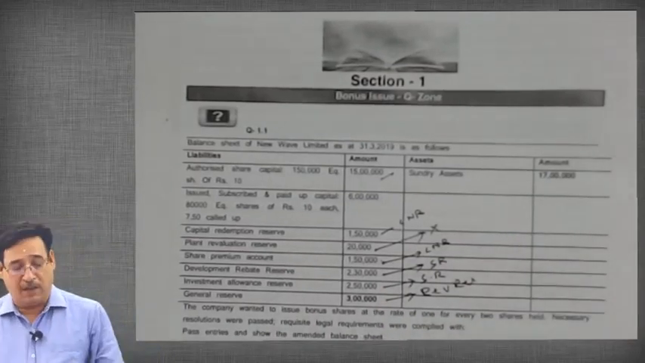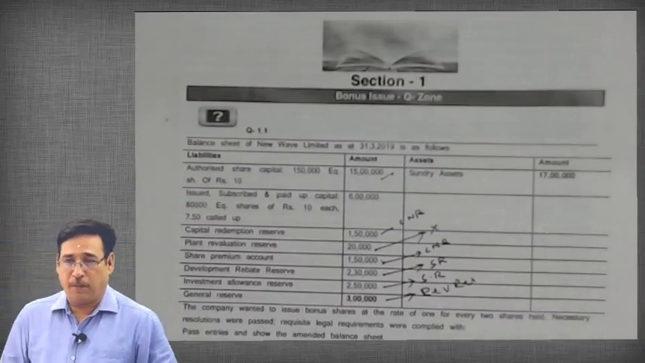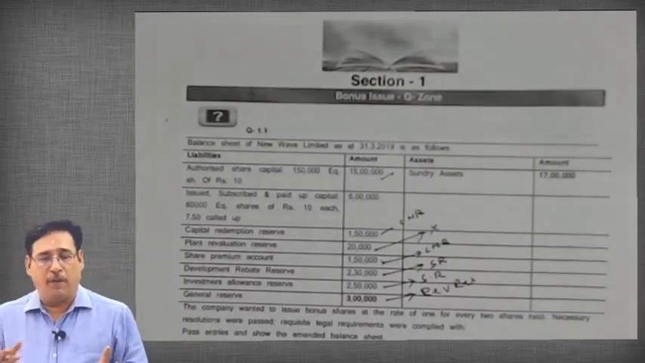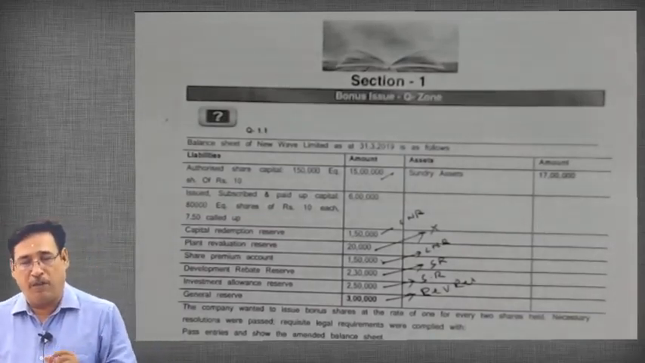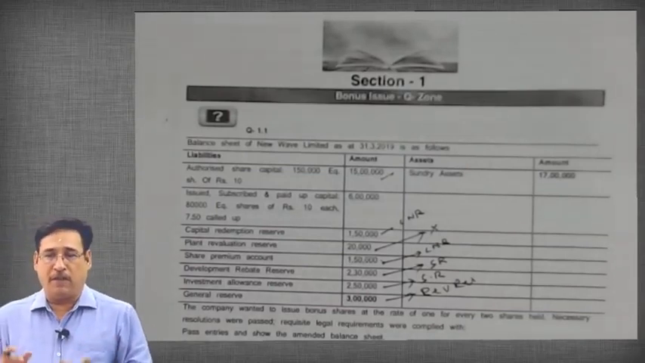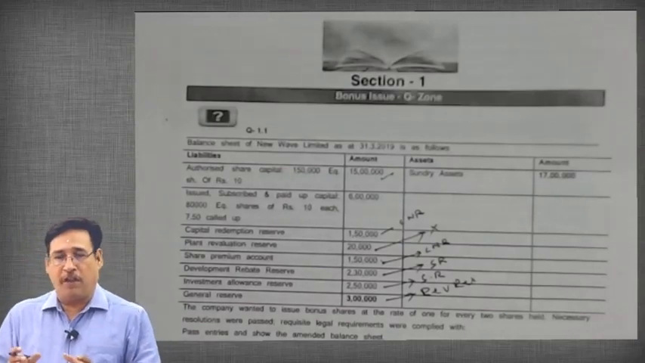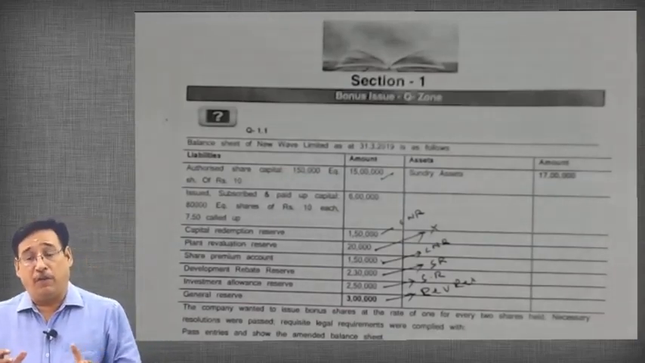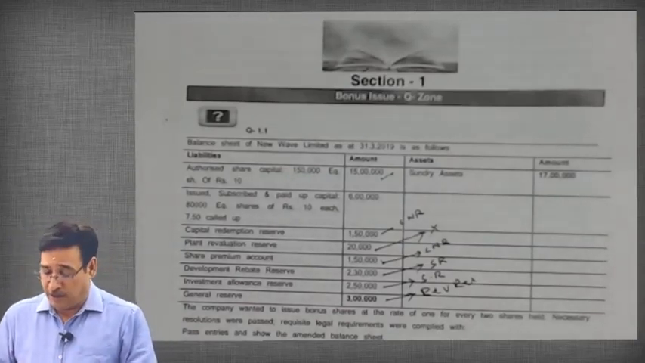These three reserves can be utilized for the purpose of the bonus issue, depending upon whether the bonus is to the fully paid shares or partly paid up shares. Just to remind you, whenever bonus is given to make the partly paid up share fully paid, then we can use only revenue reserves.